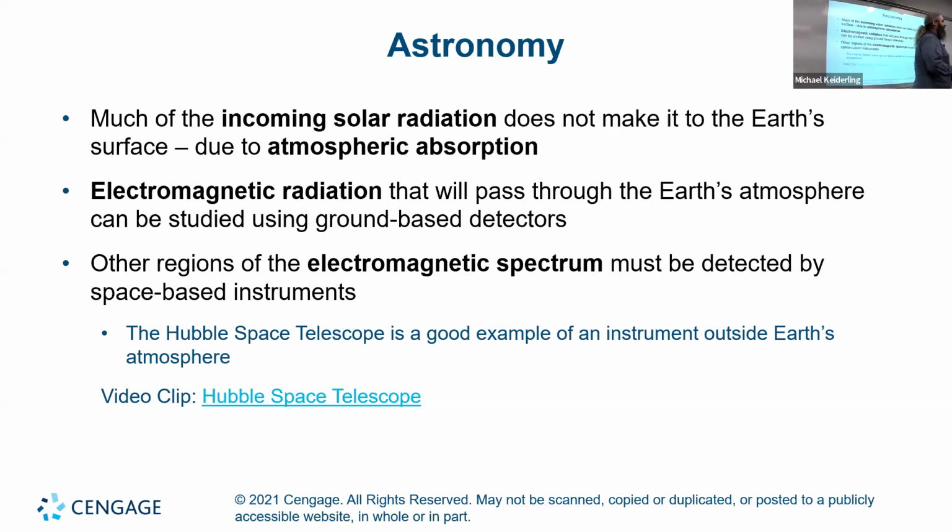So if you want to look at gamma rays or X-rays or ultraviolet or most of the infrared, you need to go into orbit because the atmosphere absorbs those wavelengths. So the Hubble Space Telescope is a good example of an instrument outside of Earth's atmosphere.